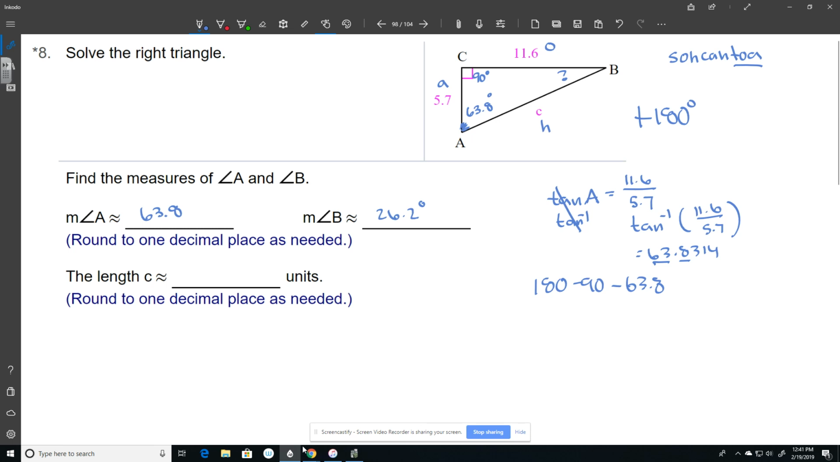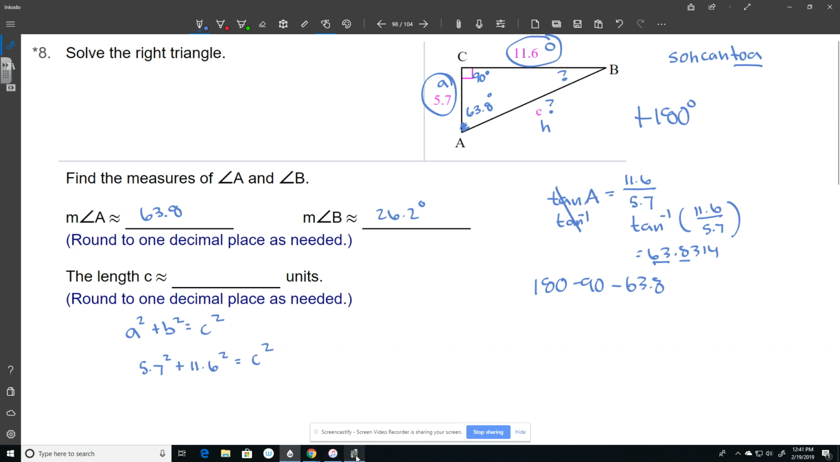I have to figure out a lot of things in this problem. So I know this side of the triangle, I know this side of the triangle. I'm just looking for the third side, which is my hypotenuse. So I'm going to use A squared plus B squared equals C squared. And remember, C squared is the hypotenuse. So A we'll call 5.7. 5.7 squared plus B squared, 11.6 squared, is equal to C squared.